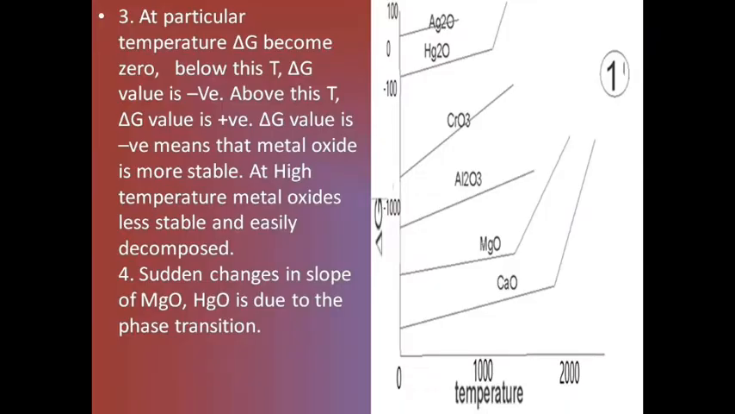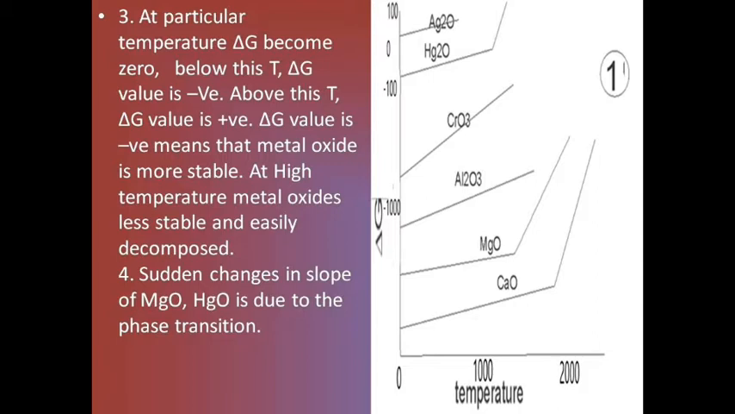In observation 3, if you refer to the graph, the delta G value at a particular temperature becomes 0. When the temperature increases, it slowly changes from a negative value to 0, and afterward it becomes a positive value. A negative delta G value means the oxide is more stable. Here the metal oxide becomes less stable at higher temperature, that is, it decomposes easily at high temperature.